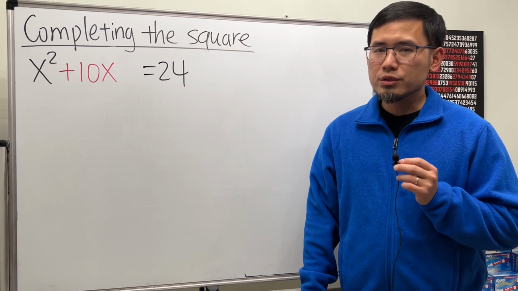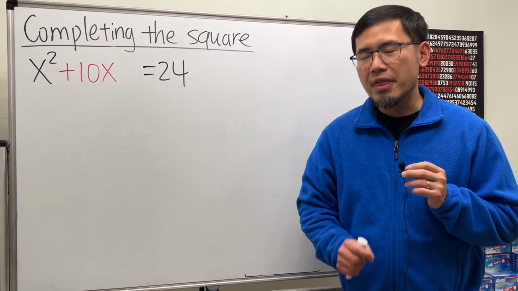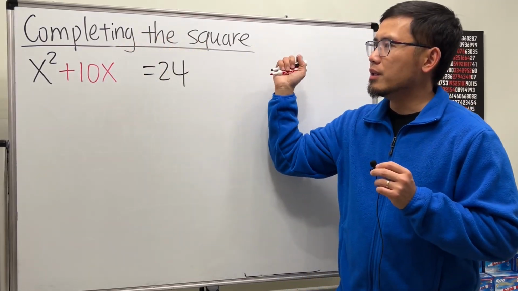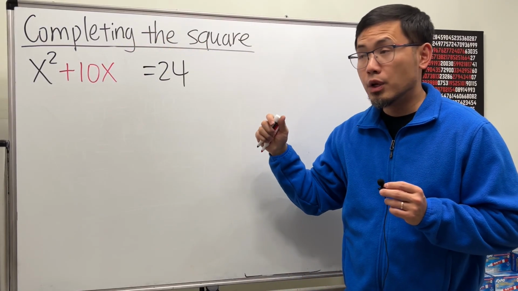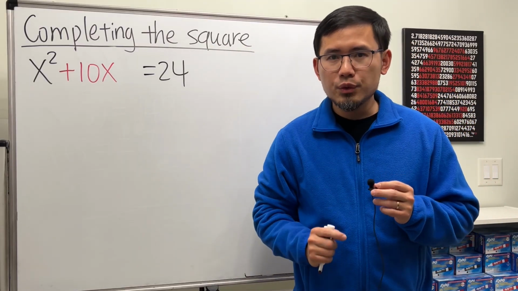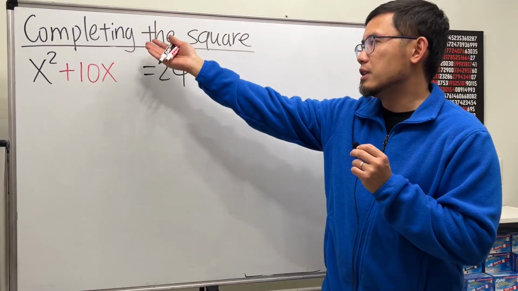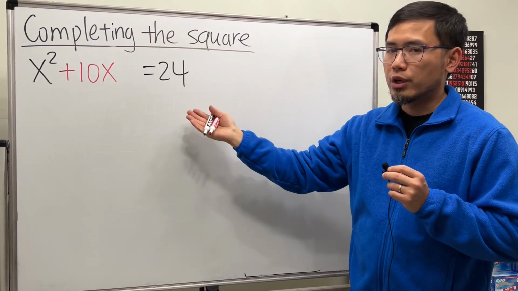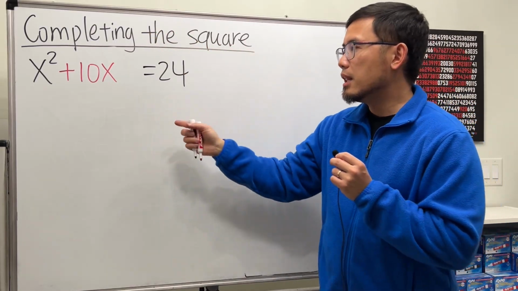So whenever we're trying to solve a quadratic equation, there's a method called completing the square. But what exactly does this mean? What square are we talking about? Well, today I would like to give you the geometric meaning of the completing the square method when we are trying to solve a quadratic equation. Let's take a look at this.